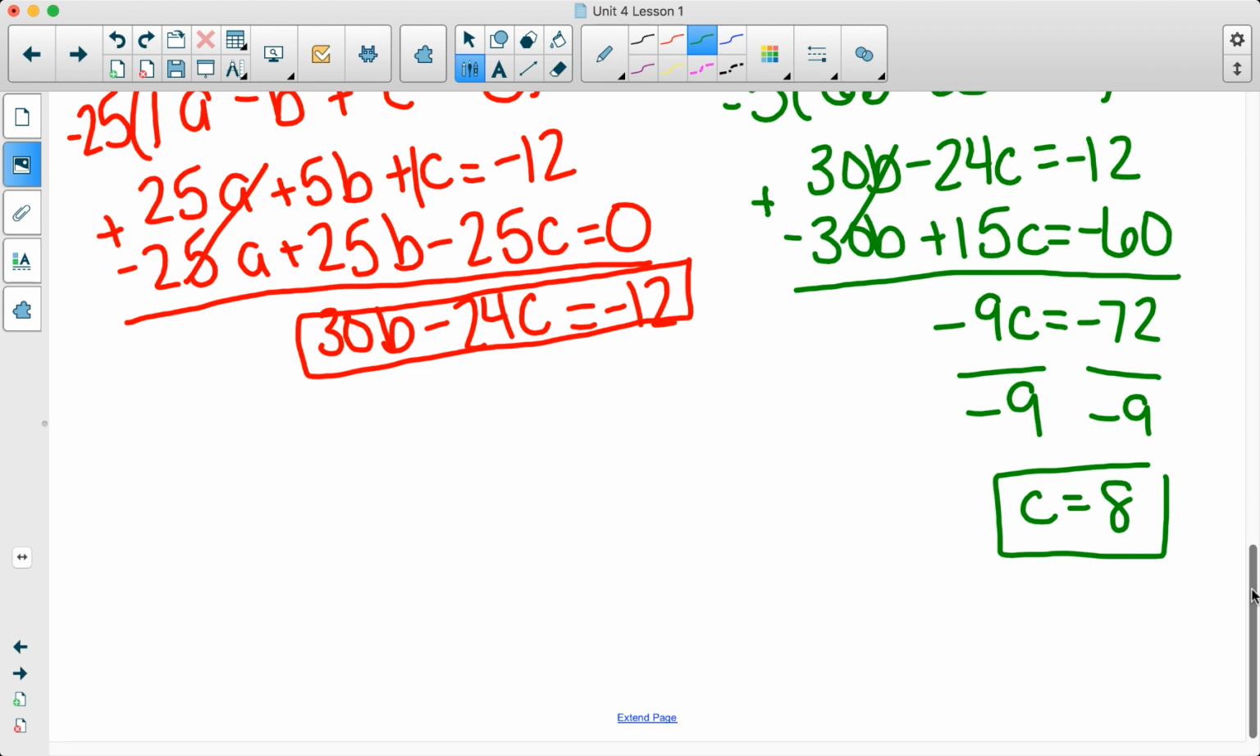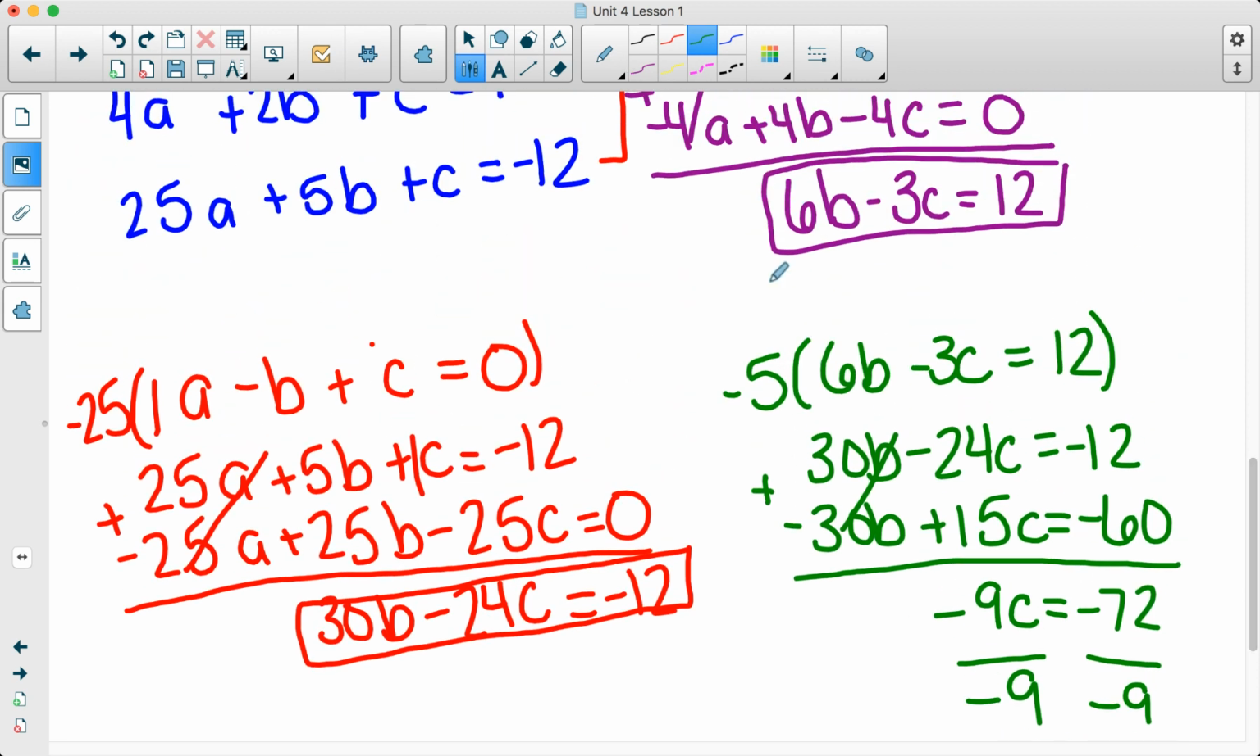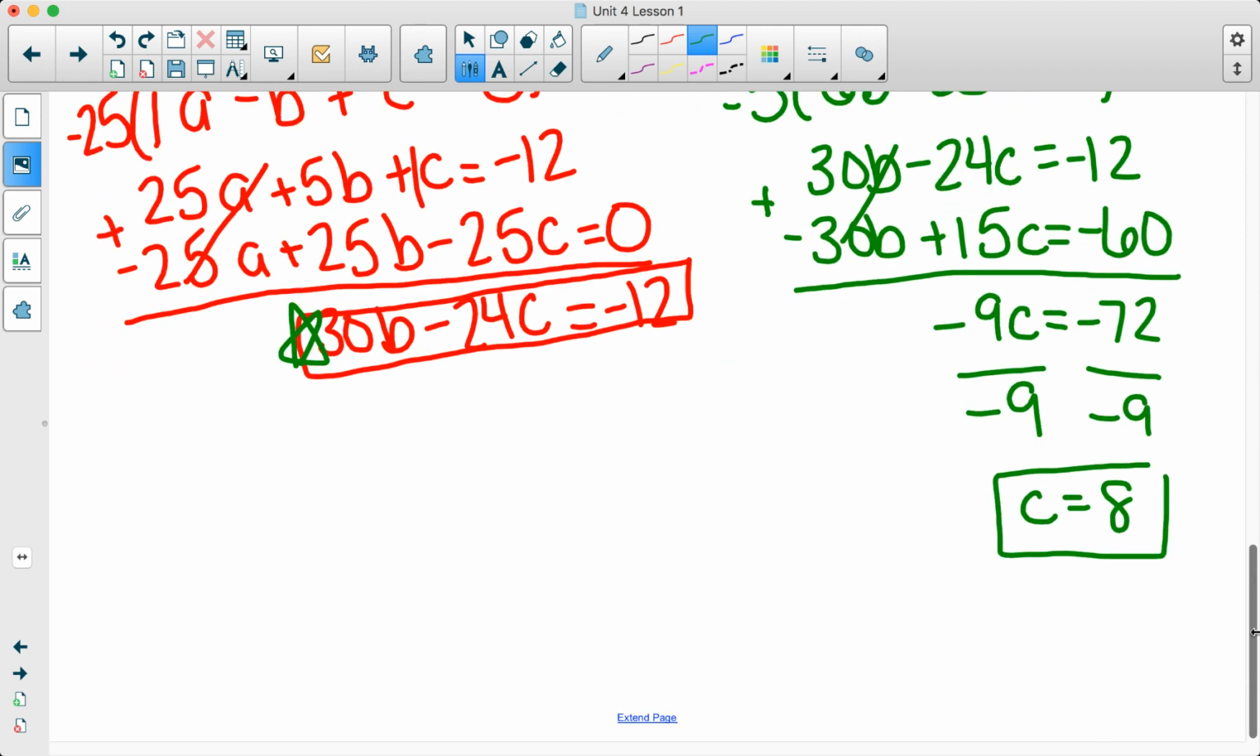So I'm going to scroll up a little bit. Remember these two equations that I came up with right here when I got rid of a? And then I just added those together to get rid of b, and I solved for c. I'm going to choose one of these, and since I now know what c is equal to, I'm going to plug that number in for c, and I'm going to solve for b. So I'm going to use this one right here, the 6b minus 3c equals 12.